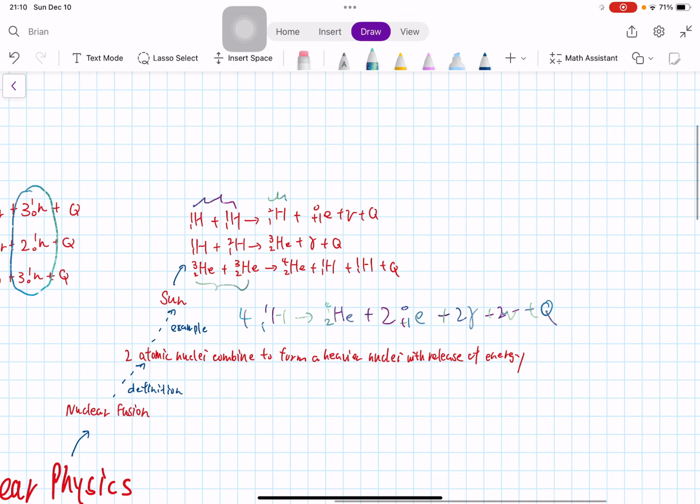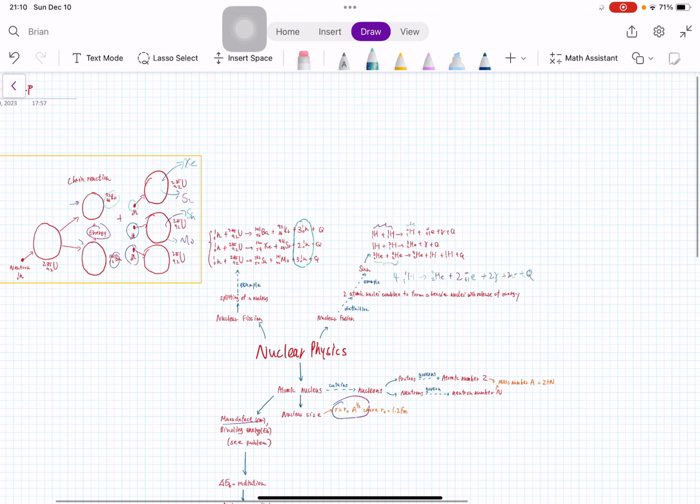And that concludes the whole concept map for this unit, chapter 10.